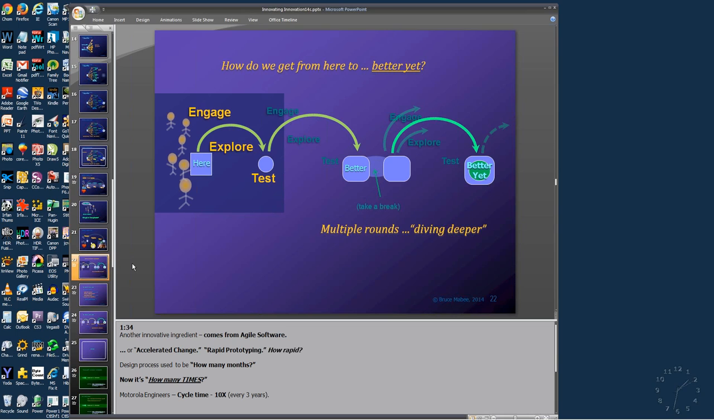If you take the box from the last slide and you squeeze it down and put it on the left, that's where we borrow from the Agile software world, or accelerated change, or rapid prototyping, newer versions of continuous improvement. And so the question gets to be, when we do one design, finish it, learn from it, and then repeat the process, how long should that take? How many months? The newer version of design is not saying how many months, it's saying how many times. How many times do we repeat the design process? Or they call it diving deeper.